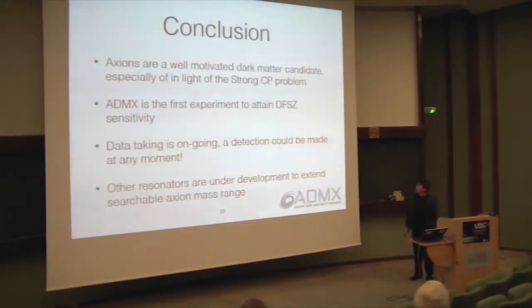And so in summary, axions are a well-motivated dark matter candidate, especially in light of the strong CP problem. ADMX is the first experiment to attain DFSZ sensitivity. We're still taking data, and we'll let you know if we find something. Other resonators are under development to keep extending the range that we can search.